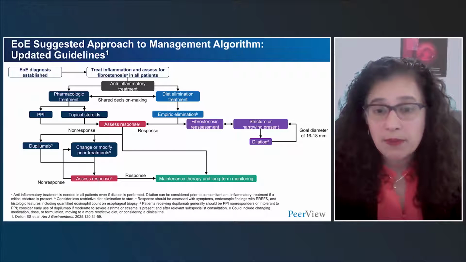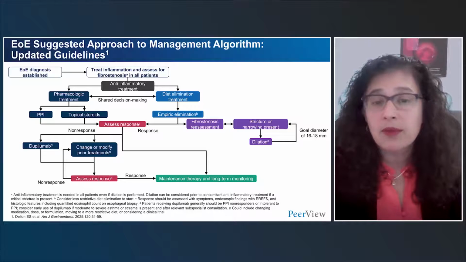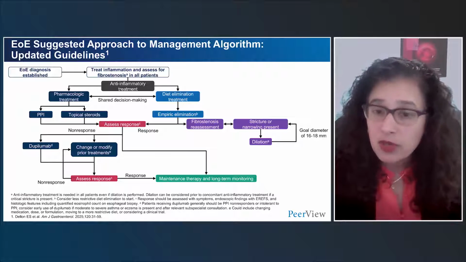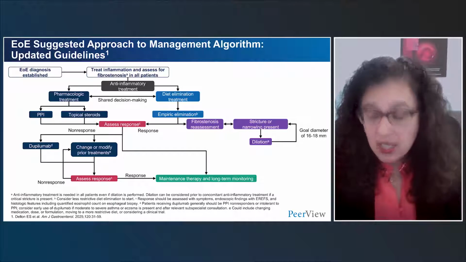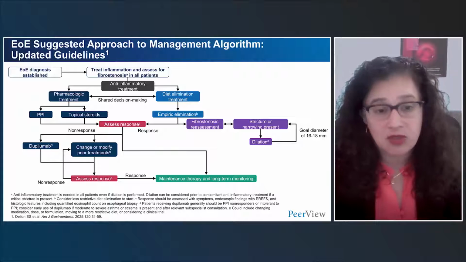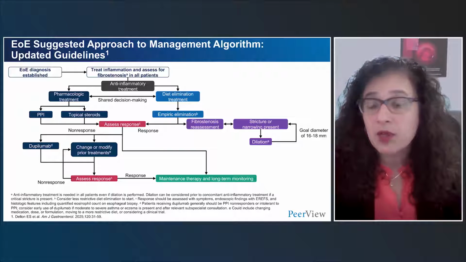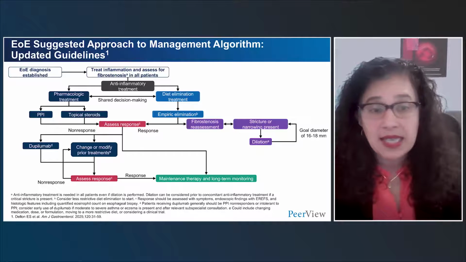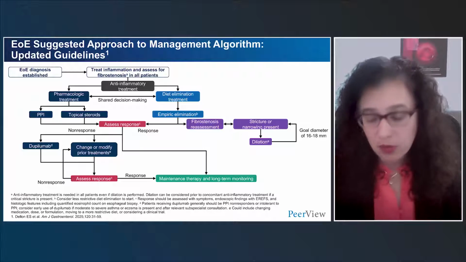Along this treatment pathway, it's very important to assess for fibrostenosis. And if stricturing or narrowing is present, to perform that esophageal dilation. The goal diameter of that esophagus after we're done with treatment and dilation is 16 to 18 millimeters to help prevent those food impactions.